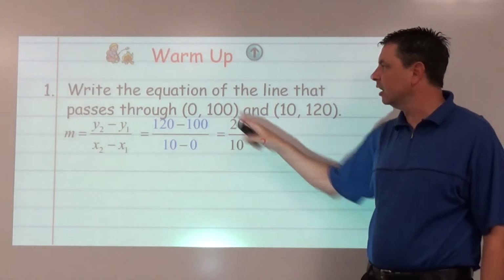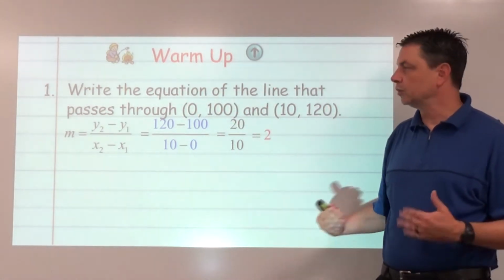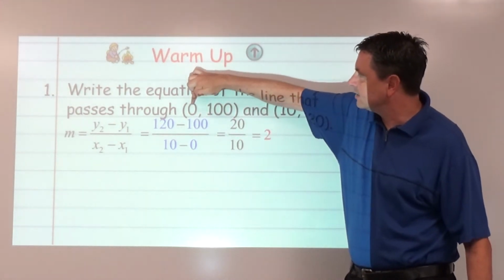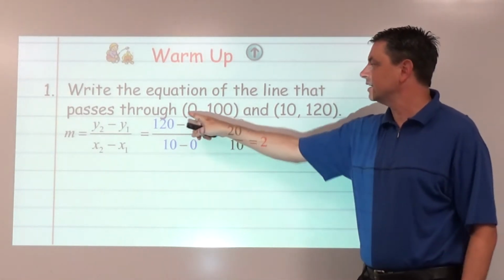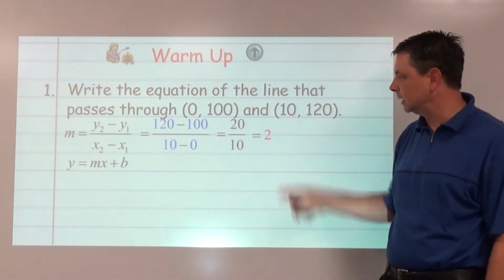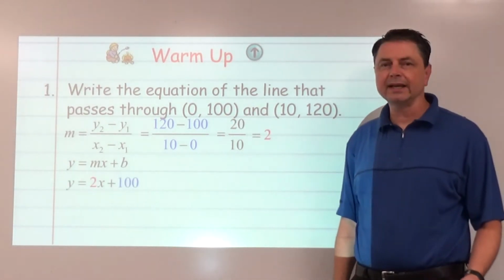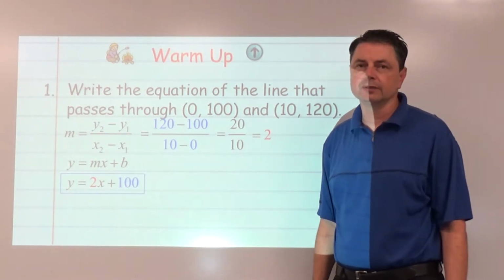Don't stop there. Write the equation of the line. We could use point slope, the y minus y1 equation. But notice that this point does start with a 0, therefore this point is on the y-axis. That is a y-intercept. We could use y equals mx plus b. With m and b, we get a final answer: y equals 2x plus 100.